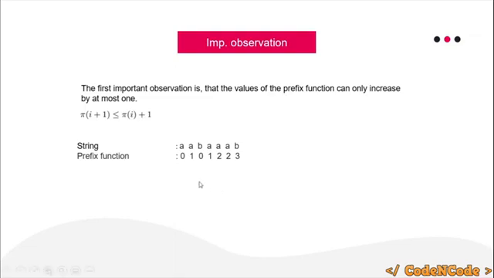It is possible that it decreases. That is possible. It can decrease and go up to 0. If I were to add x here, I guess the pi of the next index would be 0. It is possible that it falls to 0. That is possible, but it would not increment by more than 1. At max, it can increment by 1 from the previous pi value.